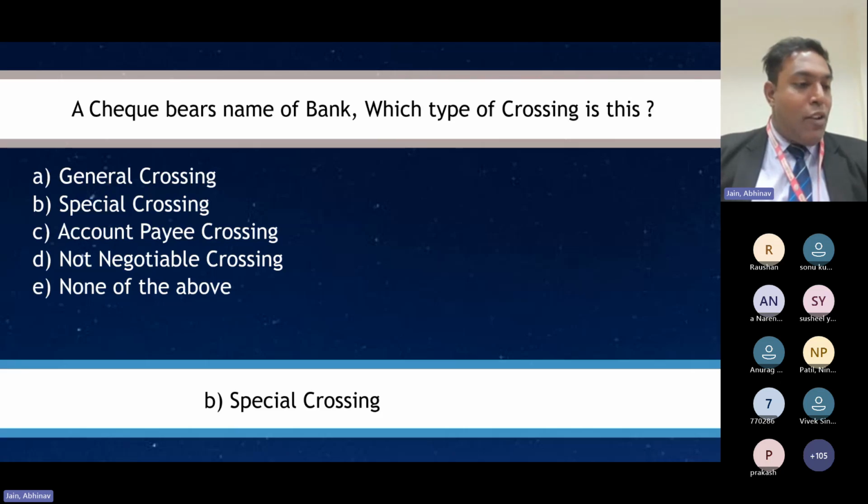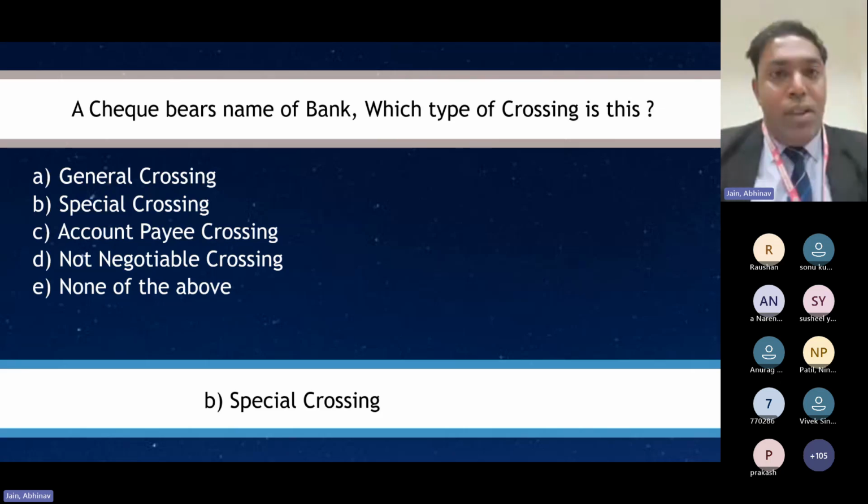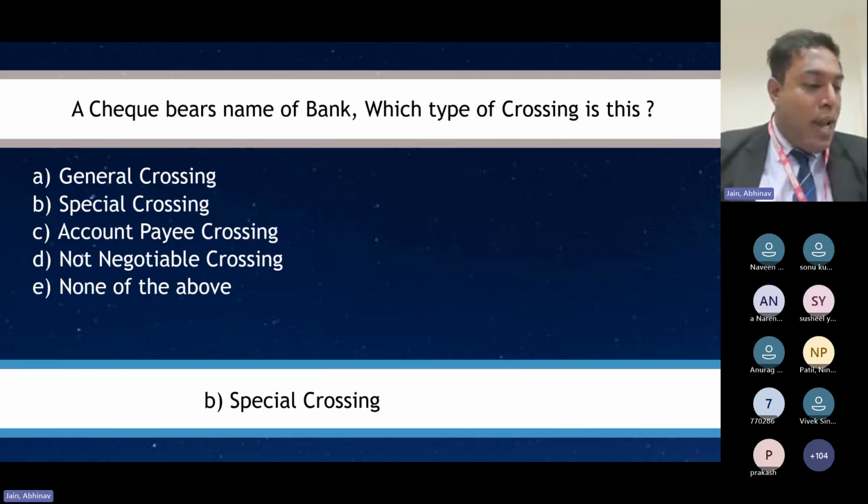Any which way, coming back to our original topic, the check bears the name of the bank. Which type of crossing is this? So here it would be a special crossing. This is special crossing.